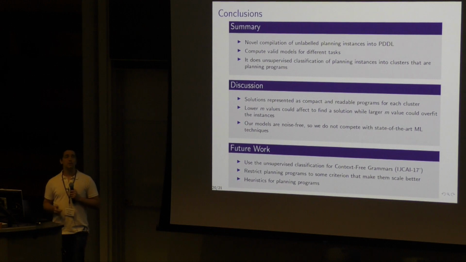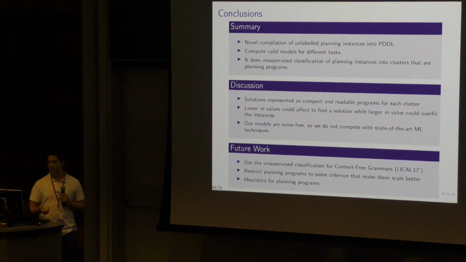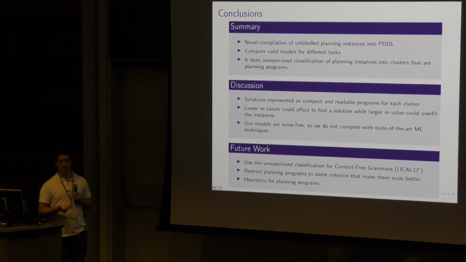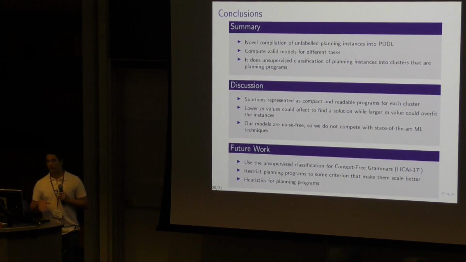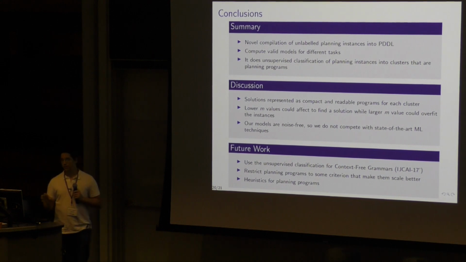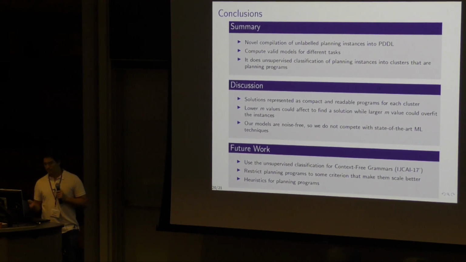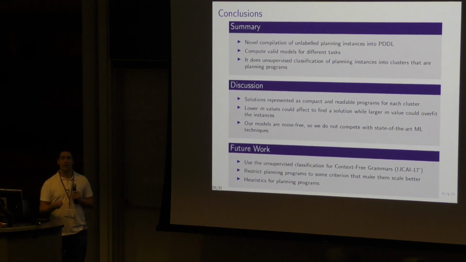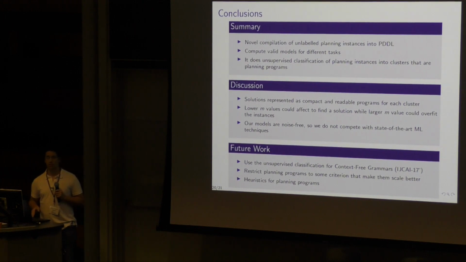So to conclude, we have a novel compilation with unlabeled planning instances that can be compiled into PDDL. We can compute valid models. We can determine classes for these planning instances, or even new ones. And talking a little bit about discussion, our solutions are compact and readable, so anyone can interact with them, and are created into different clusters. About the M value, if it's lower, it could affect finding a solution. And for larger M's, the problem is that we could overfit the planning instances. Also, our model is not noise-tolerant, so we cannot compete with state-of-the-art machine learning techniques.